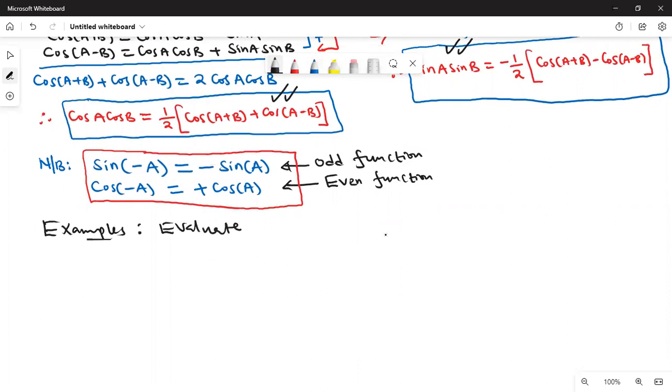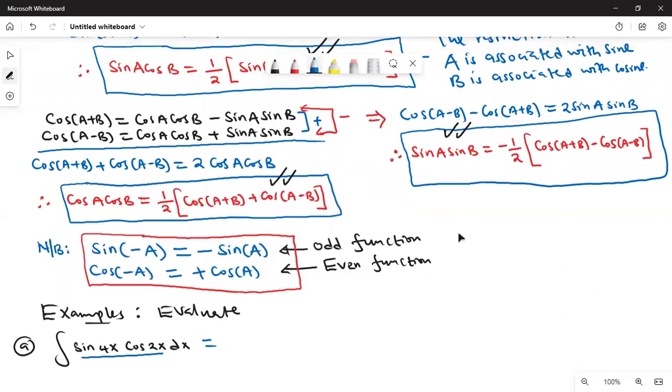In part A, we want to integrate sine 4x times cosine of 2x dx. We want to work out that. So what happens here, I need to rewrite sine 4x times cos 2x. What is this? How can we rewrite that integrand?